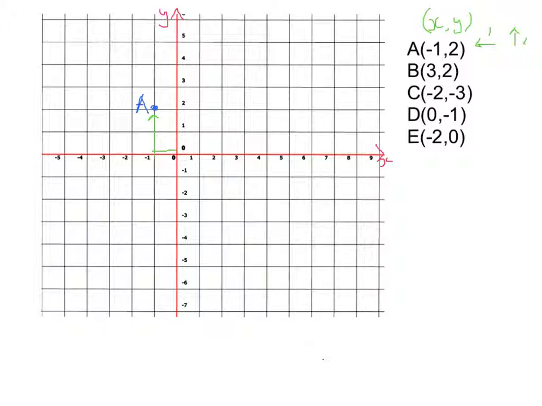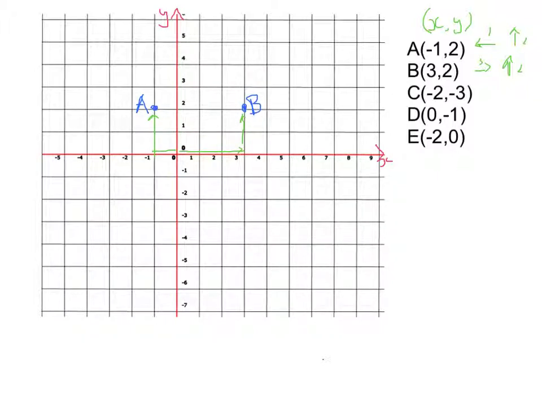For the second point, we have an x-coordinate of 3, so it's going to go across 3, and a y-coordinate of 2, so it's going to go up by 2. So we go to the right by 3, and then we go up 2, and that will give us our point B.